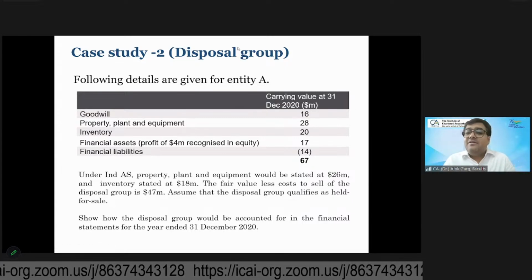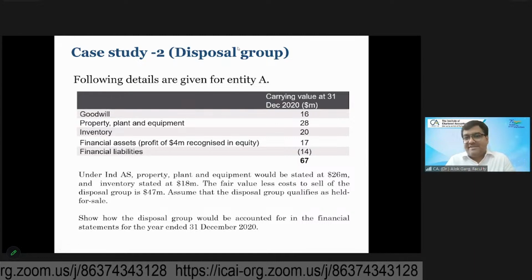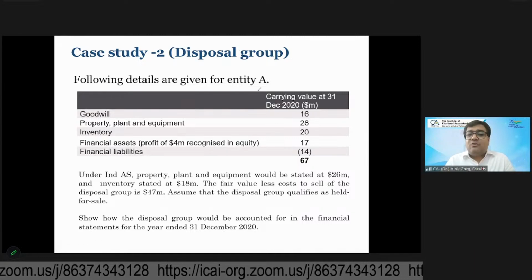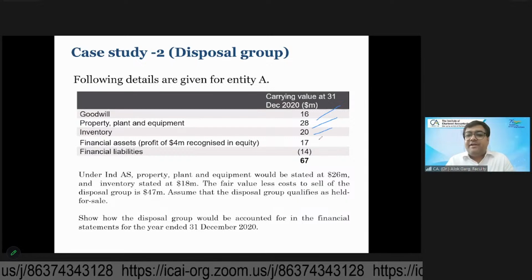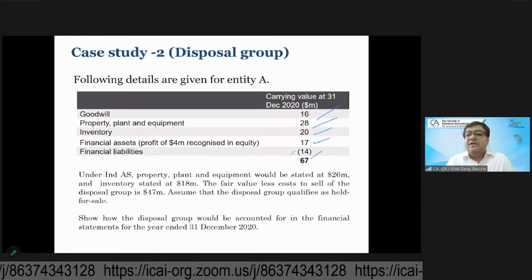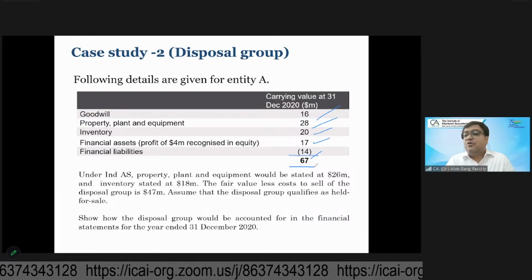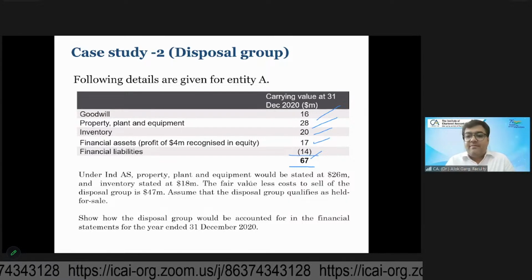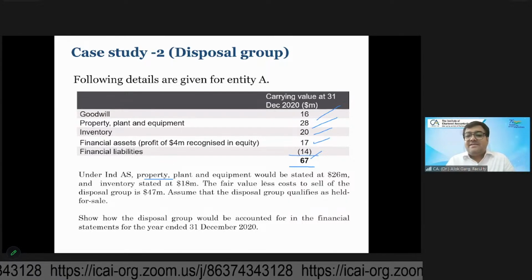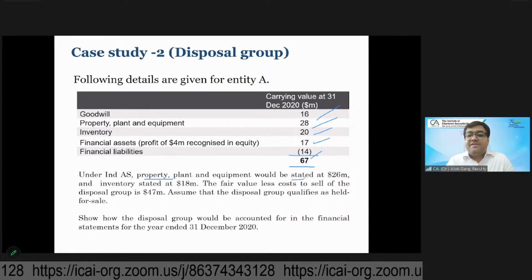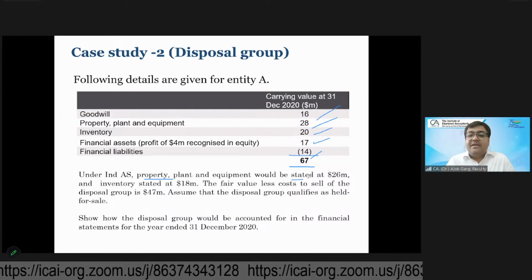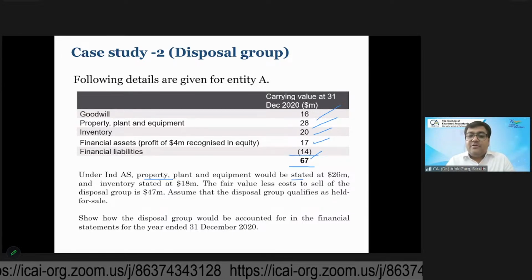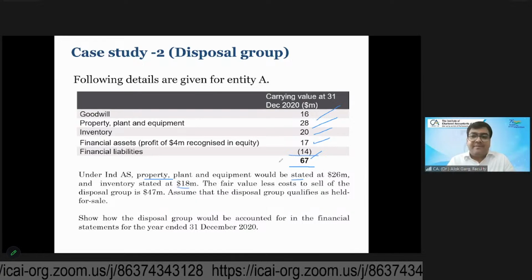Is that clear? The same concept applies to a group of assets also. So there is a group of assets: goodwill, property, plant and equipment, inventory, financial assets, financial liability. This is a disposal group held for sale, correct? And under Ind AS, the property, plant and equipment would be stated at $26 million and inventory stated at $18 million, right? So as per the respective Ind AS.